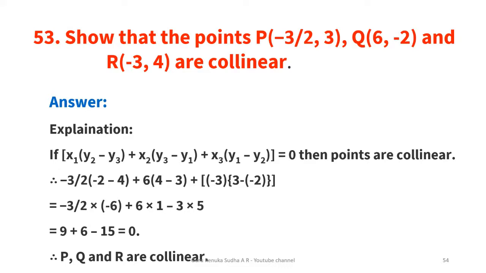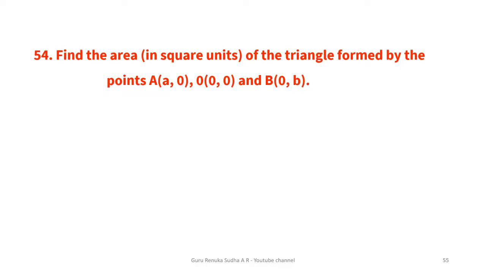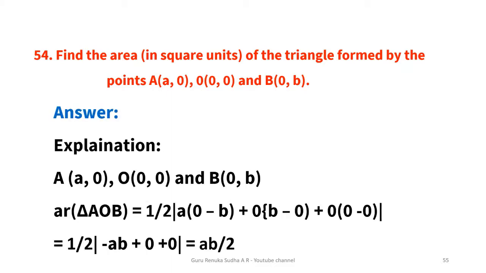Okay, 54th question. Find the area of a triangle formed by the points A, O, B. Area of a triangle you have to find out. So one vertex is at origin, another vertex A is at (a, 0) and B is at (0, b). Again here also you have to use area of a triangle formula. Then x1 y1, x2 y2, x3 y3, your values you have to substitute in that formula and you will get the answer ab by 2.